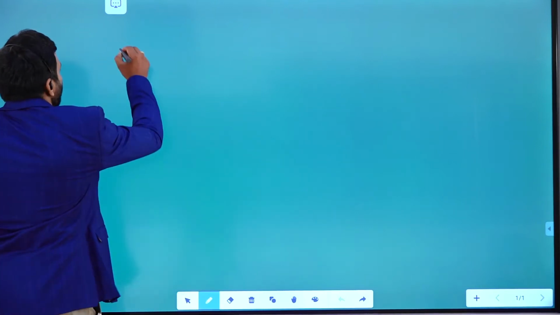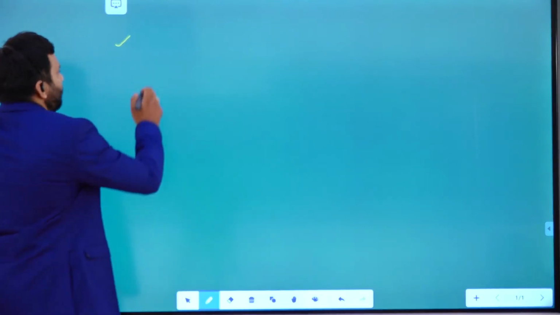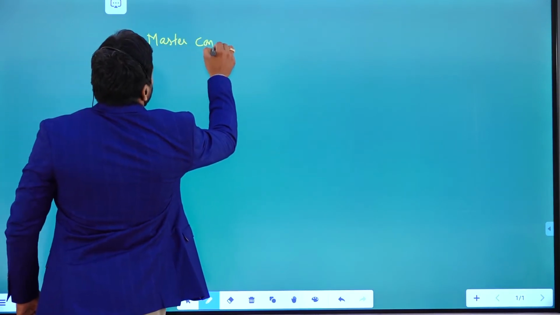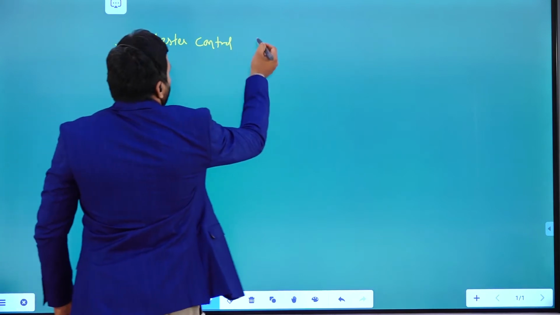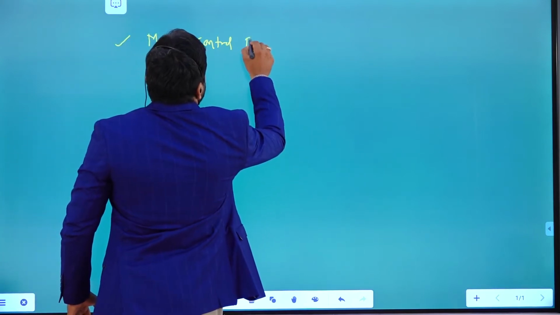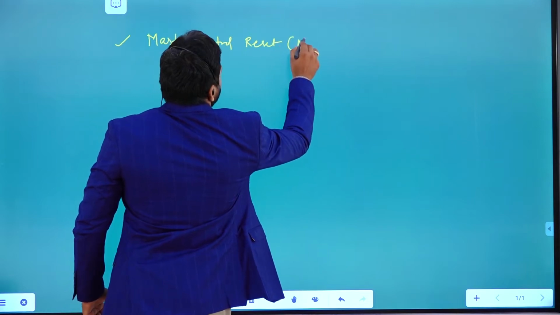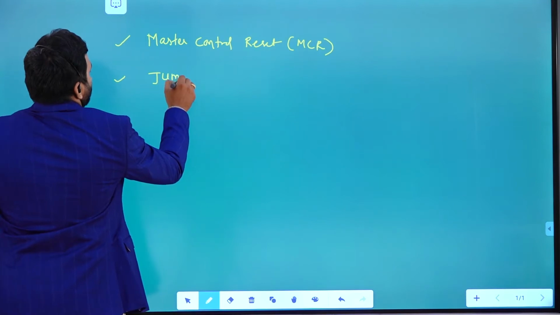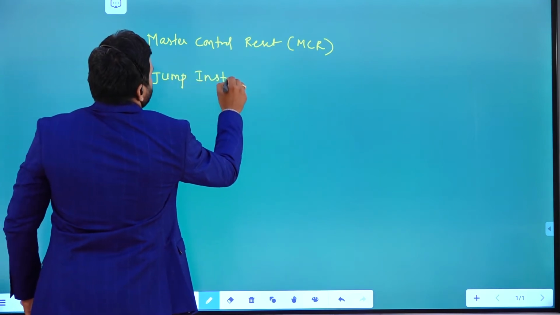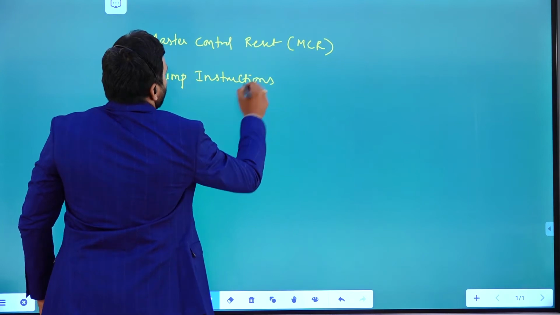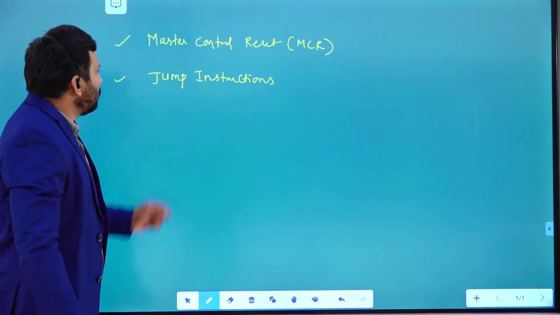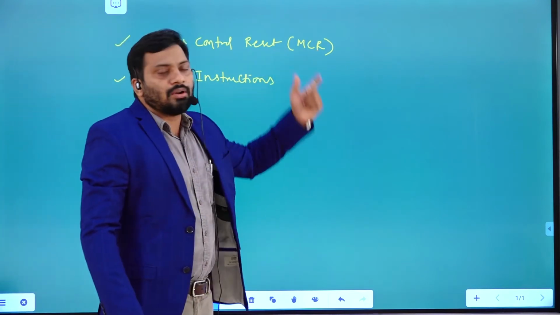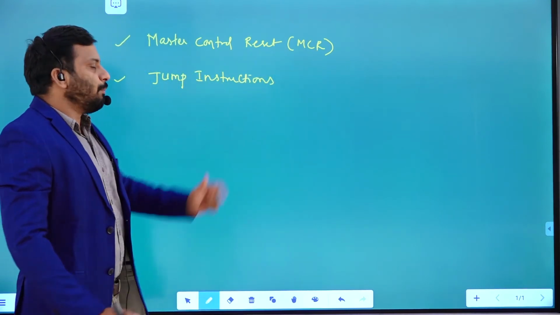we'll see now in today's class, the first one is the master control reset instruction, the MCR, all right, and the second one is the jump instructions, right? These instructions we are going to discuss in today's class. One is the master control reset instruction. Next one is the jump instructions, right?